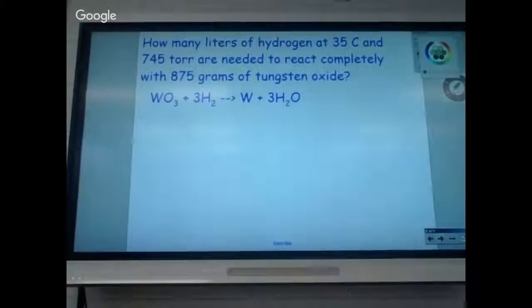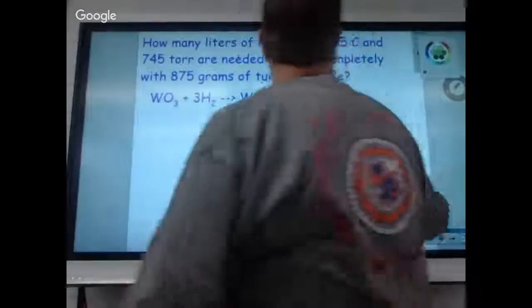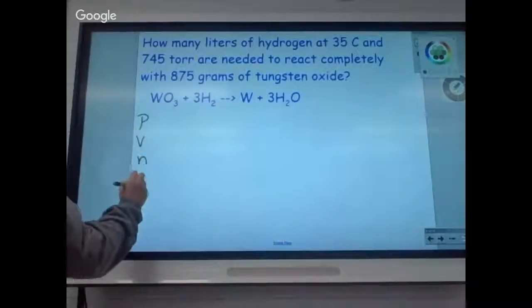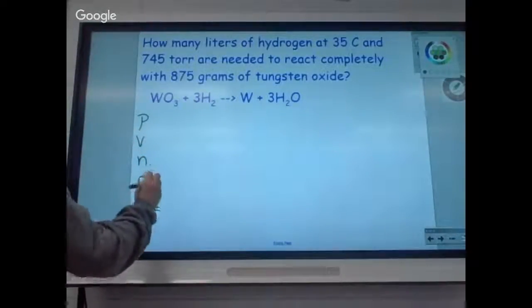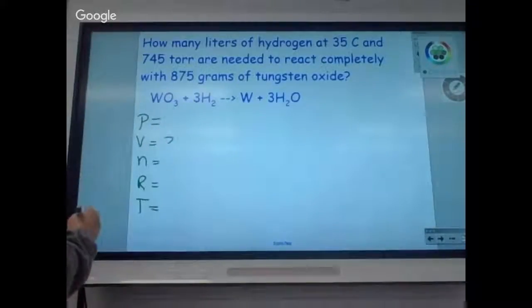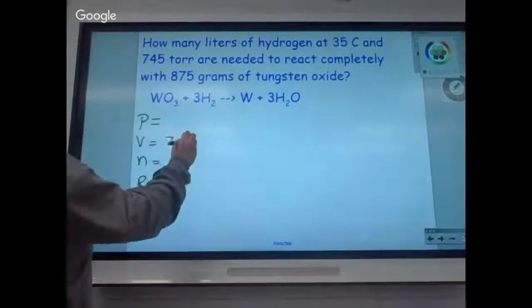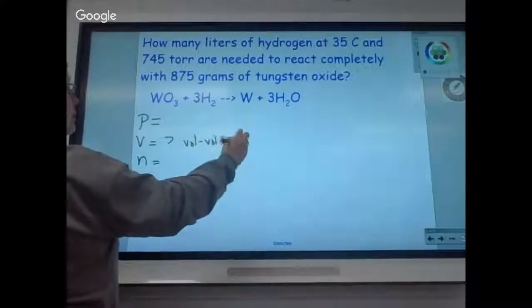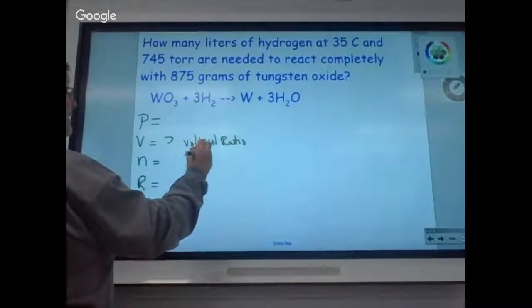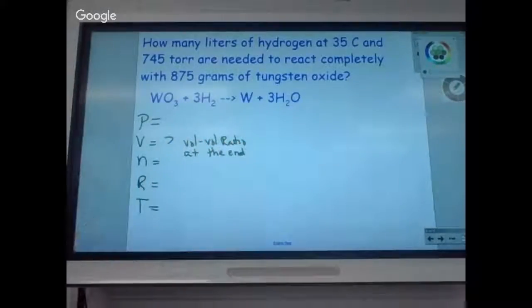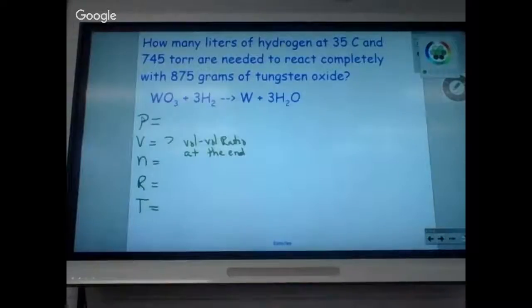All right. So when you look at the question, again, we're doing PV equals nRT. This time, we're solving for volume, right? So you're going to do your volume ratio at the end. Okay, because you don't have a volume to start with this time. So you're going to find it at the end.